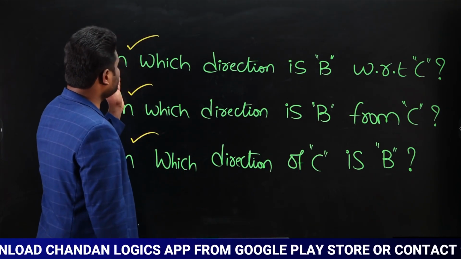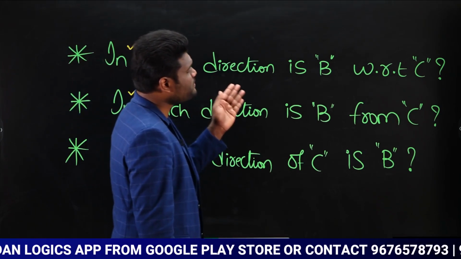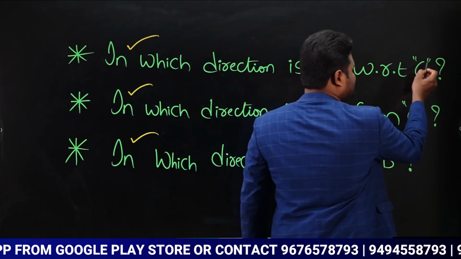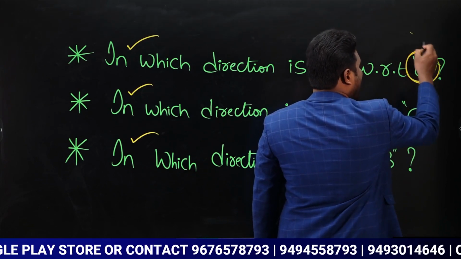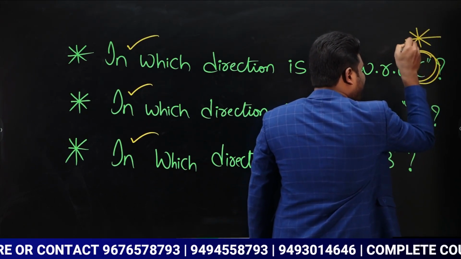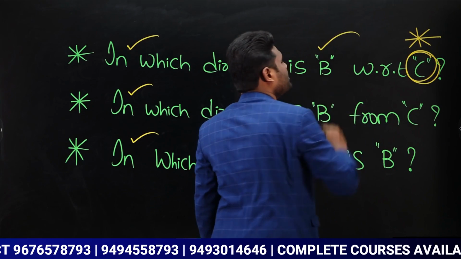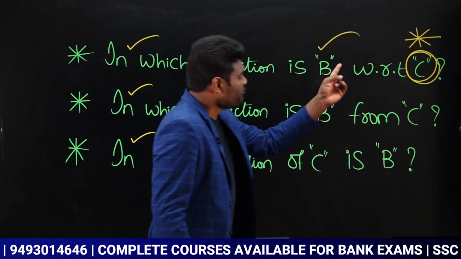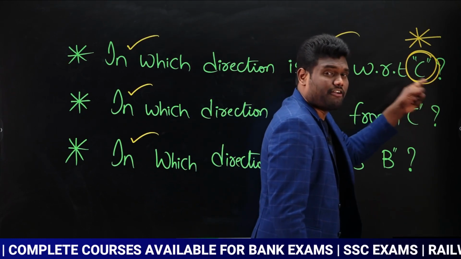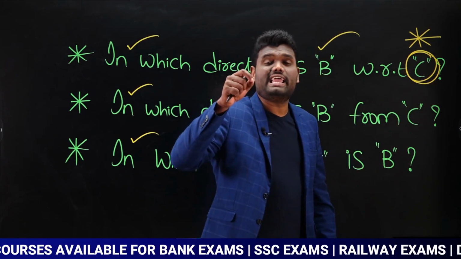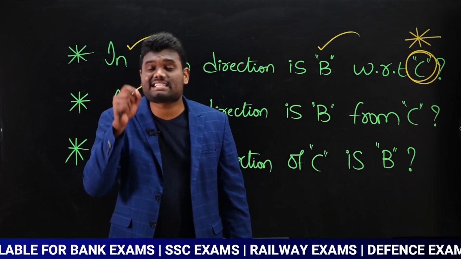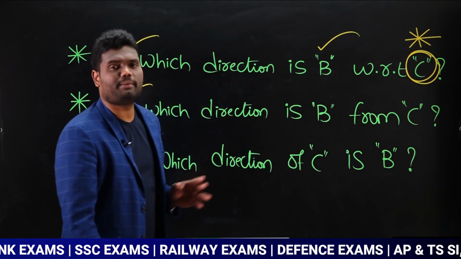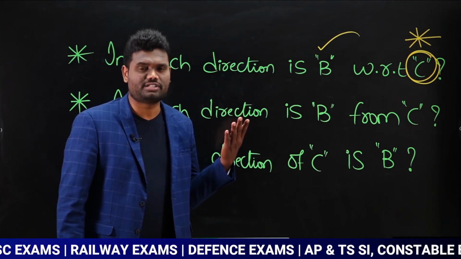When I look at the first one, in which direction is B with respect to C means I need to look from C. When I look from C, B is going to be in which direction? Yes or no? This is the meaning. It's clearly mentioned with respect to C. With respect to C means C is my reference. Taking C as my reference, B is going to be in which direction? That is the meaning of the statement.